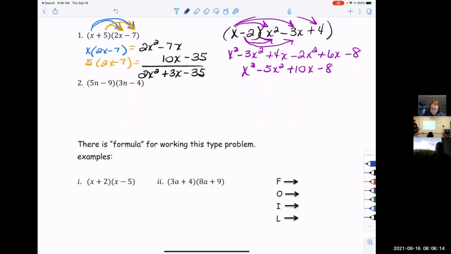All right, so before I do this one, go ahead and work through (5n minus 9)(3n minus 4). Go ahead and multiply those and try to do that using the distributive property twice. Let me let you think through it before I take over.